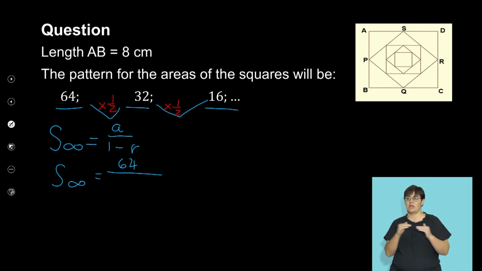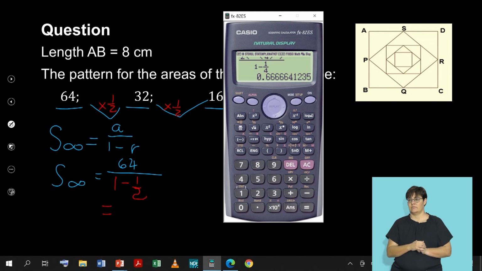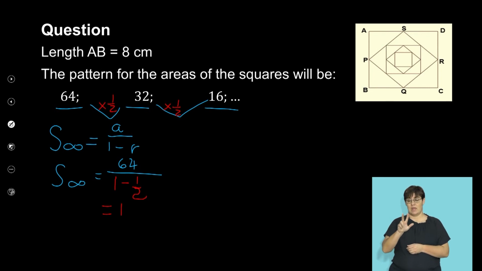You can also use your r is equal to T2 over T1 to find this. So the denominator will be 1 minus a half, and in order to find the sum to infinity, I need to plug this all into my calculator. So it will be 64 over 1 minus a half. So the sum to infinity for the area of all of these squares added together is 128 centimeters squared.